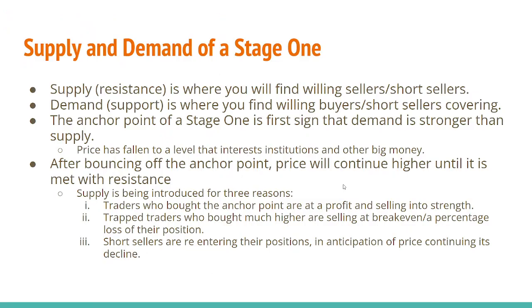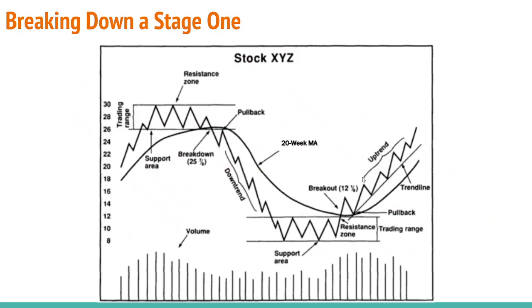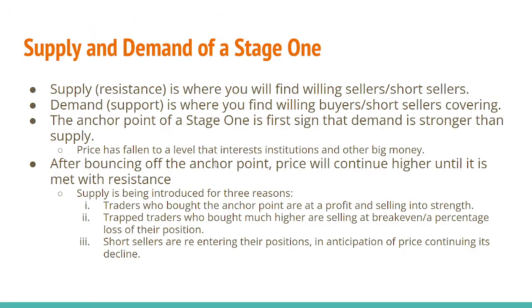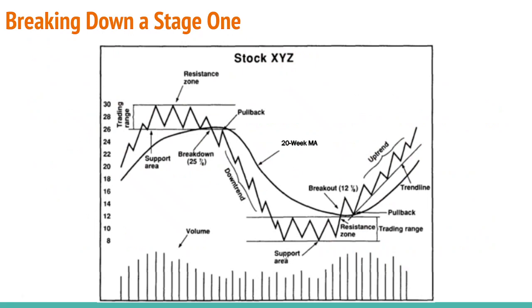So, supply, also known as resistance, is where you will find willing sellers / short sellers. So let's go back to our chart. So in our Stage 1, here is our resistance zone. Resistance is overhead, so that's where that supply is going to come in. That's where price is likely to fall back. Demand, also known as support, is where you will find willing buyers / short sellers covering. So down here you can see our support area. That is where price will stop dropping and start to either go sideways or go up.